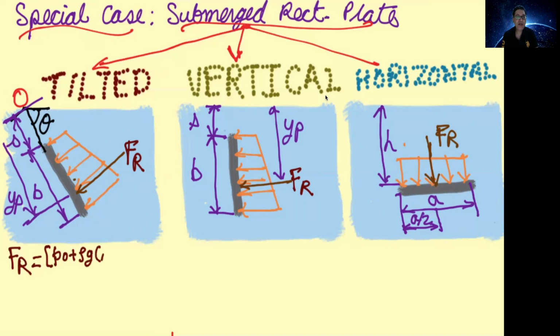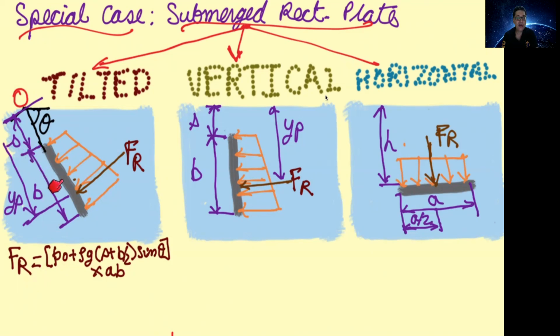So using the expression which has been shown in the previous slide, now the expressions for the magnitude of resultant force are shown for these three different cases. For the tilted plate, as we know, the magnitude of resultant hydrostatic force is equal to the pressure at the centroid times the area. Now, what is the location of the centroid? If you calculate the y coordinate, it will be s plus b by 2.